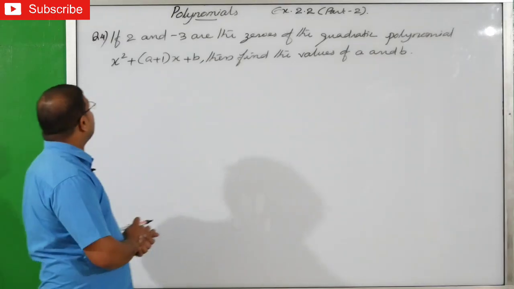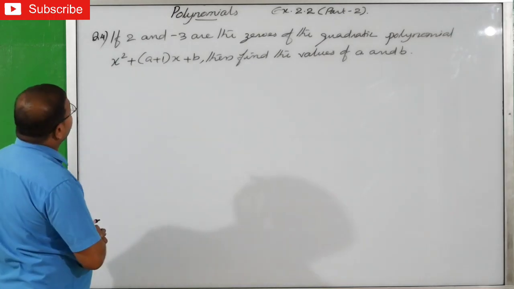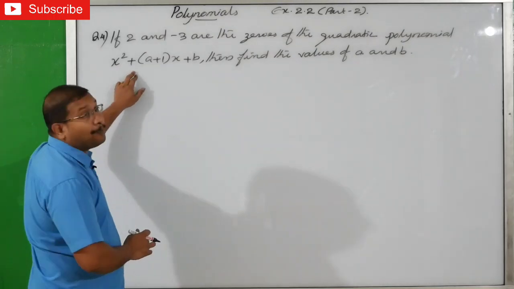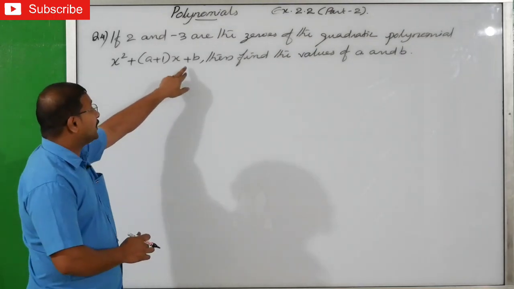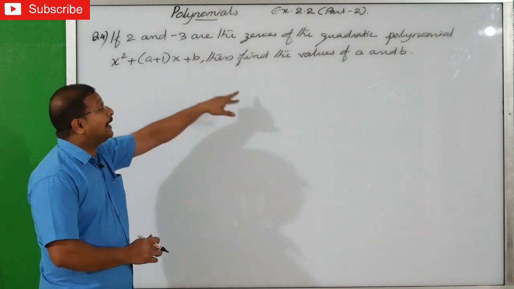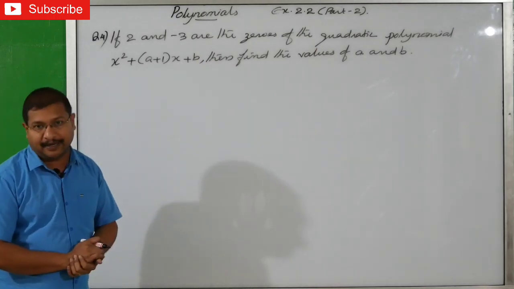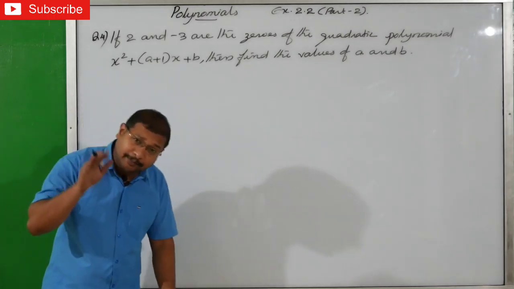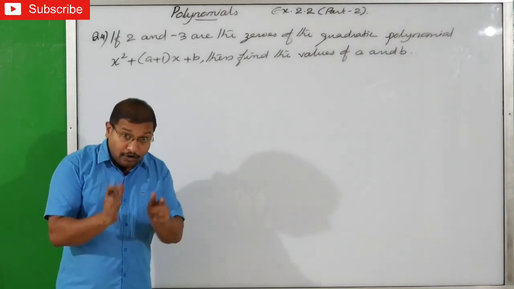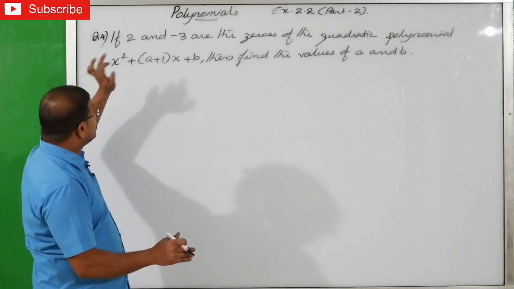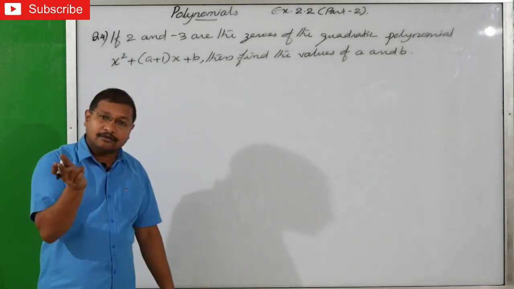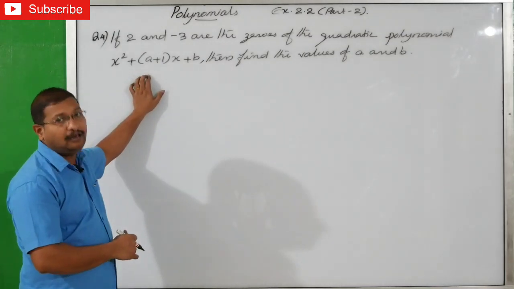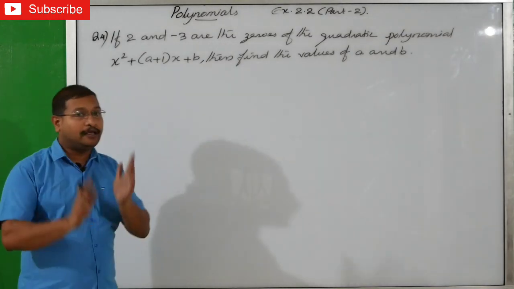Okay, let's see question number 4. If 2 and minus 3 are the zeros of the quadratic polynomial x square plus (a plus 1) into x plus b, then find the values of a and b. They have already given that 2 and minus 3 are the zeros. So with these zeros, we will find the polynomial. After that, we will equate it with this given polynomial. Then we will get the values of a and b.